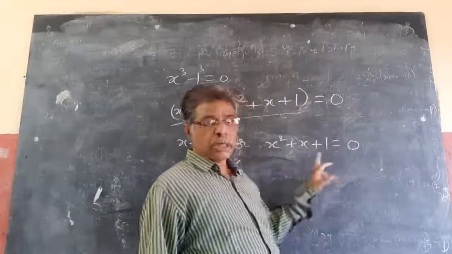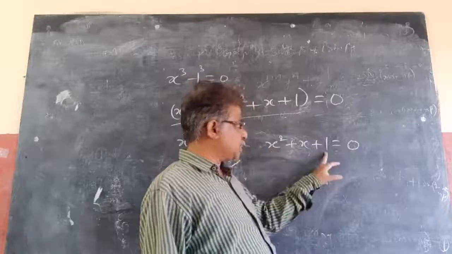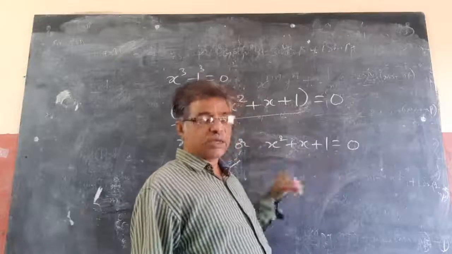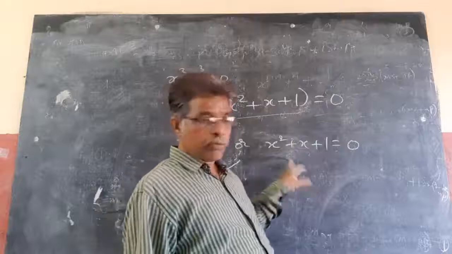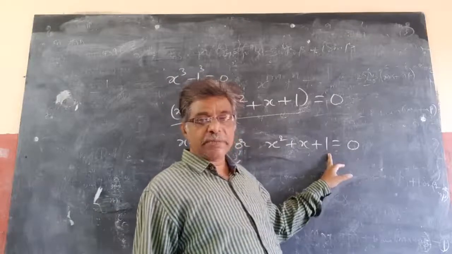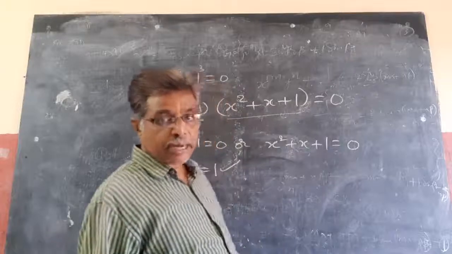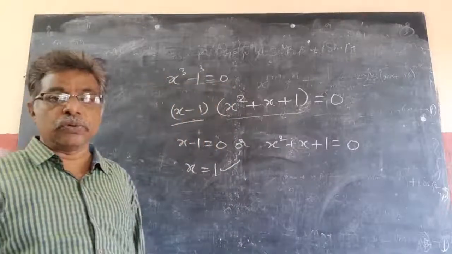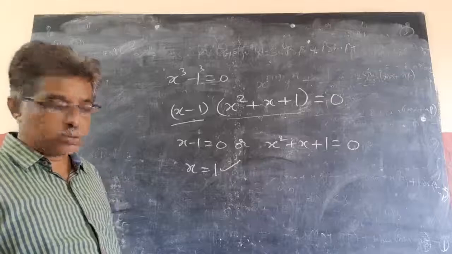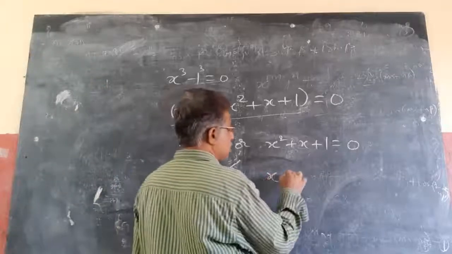If you expand this and observe, b square minus 4ac is less than 0. Here b is 1, so 1 minus 4. So what is b square minus 4ac here? Root of minus 3. Inside the root you are getting a negative, so no real root, complex roots. So find the 2 complex roots.